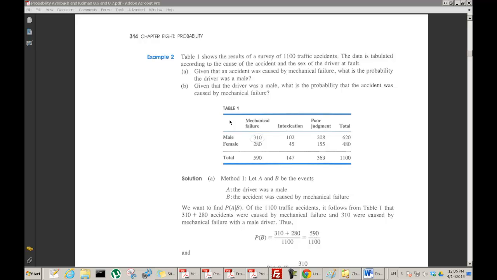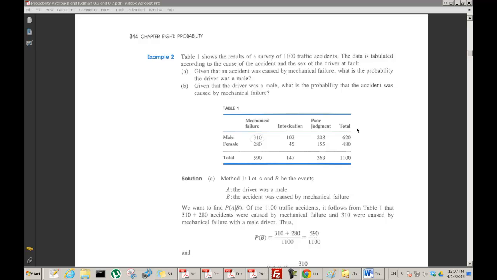Okay, let's continue with this conditional probability and do a problem where we use it. So table 1 shows the results of a survey of 1,100 traffic accidents. The data is tabulated according to the cause of the accident and the sex of the driver at fault. So tabulated means we put one of those across here and one of those down here. So we're putting male, female down here and the cause across here.